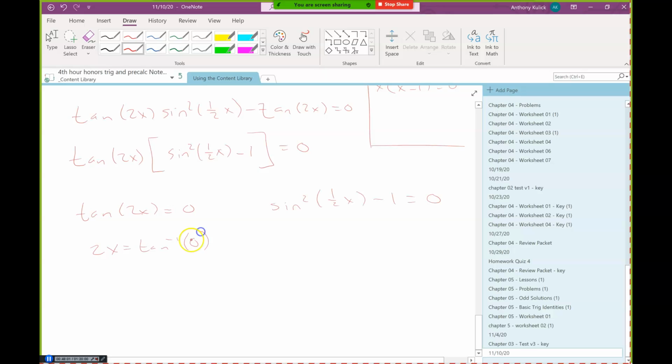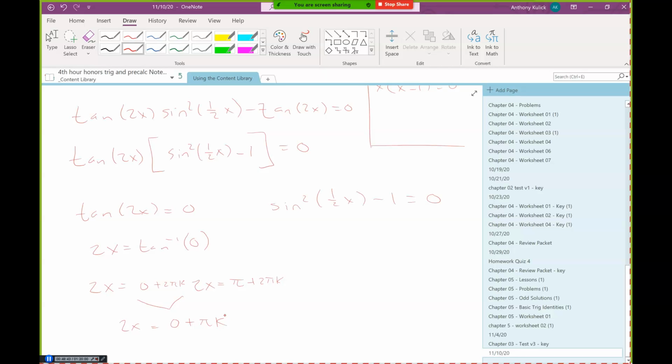So tangent is equal to 0 when the y coordinate is equal to 0. That happens at 0, and it also happens again at pi. I'm going to consolidate this together. So instead of listing each one, I'm just going to say 0 plus pi k, because notice that I'm getting a solution not every 2 pi, but every 1 pi.